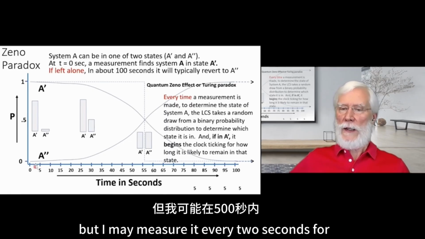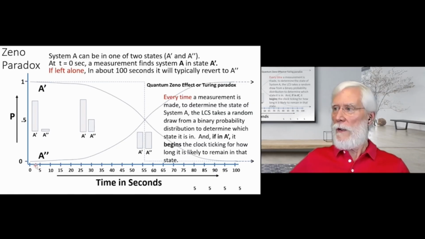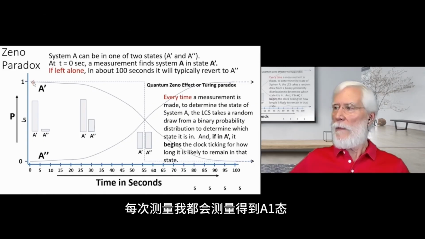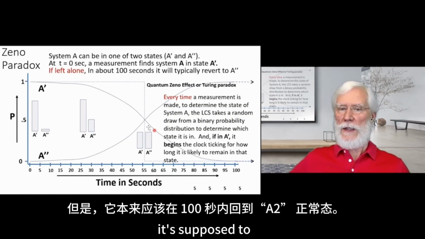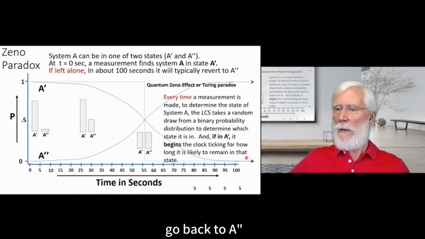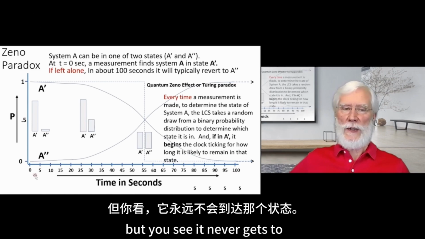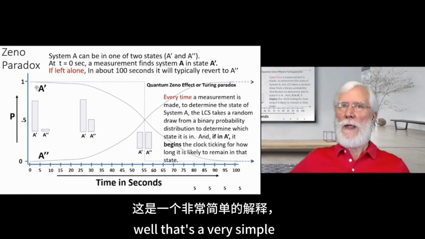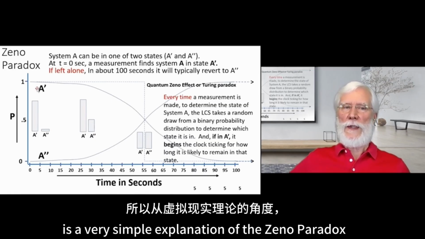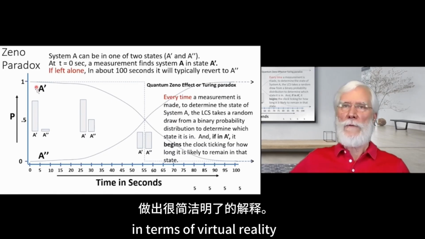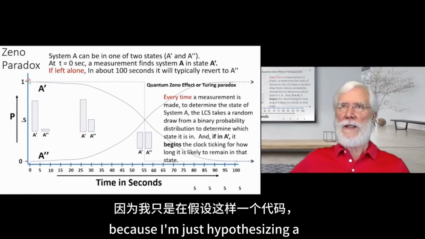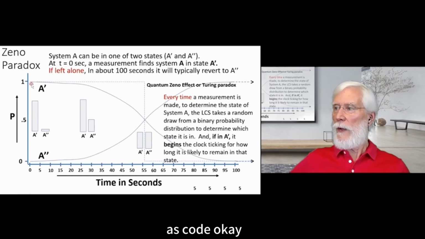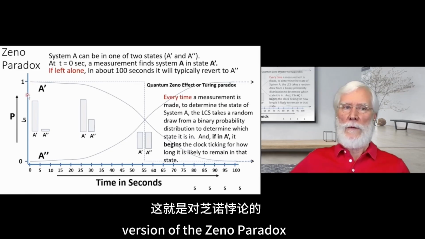I may measure it every 2 seconds for 500 seconds. I may measure it every 2 seconds for a day. And every time I'll get A prime. But it's supposed to go back to A double prime in 100 seconds. But you see, it never gets to, because every time I measure it, the clock gets reset. Well, that's a very simple explanation. This clock being reset is a very simple explanation of the Zeno paradox in terms of virtual reality, because I'm just hypothesizing, if in state A prime, then start the clock, as code. Okay, so it's kind of a simple version of the Zeno paradox.